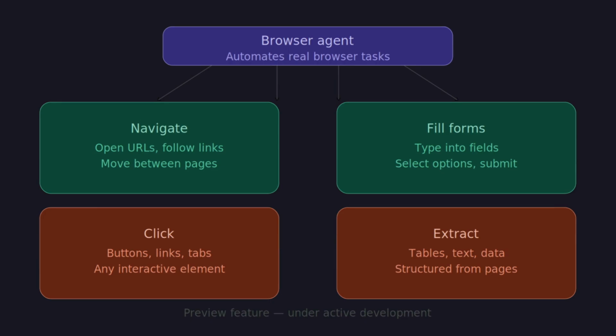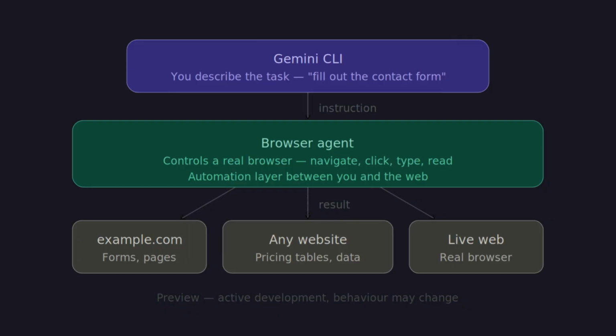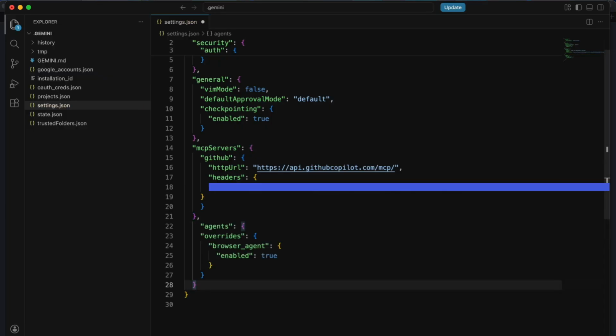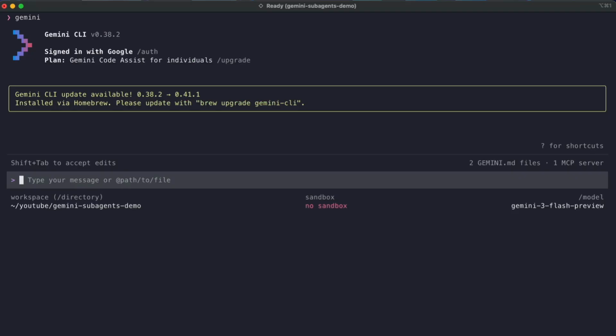The browser agent is a preview feature. It's under active development and may change. Its purpose is to automate actual web browser tasks, navigating websites, filling forms, clicking buttons, and extracting information from pages. Go to example.com and fill out the contact form, or extract the pricing table from this page. That's the kind of task it handles. Because it's experimental, enable it explicitly in settings.json and invoke it with @browser_agent followed by your instructions.